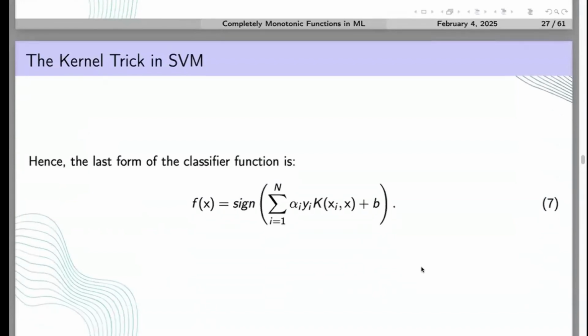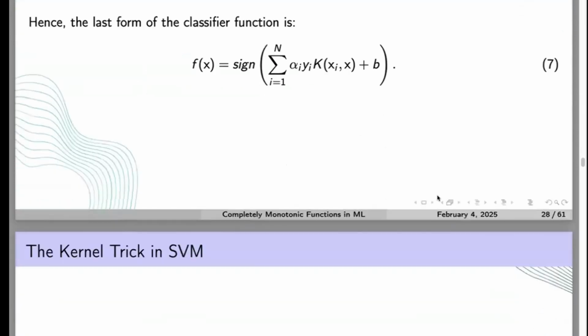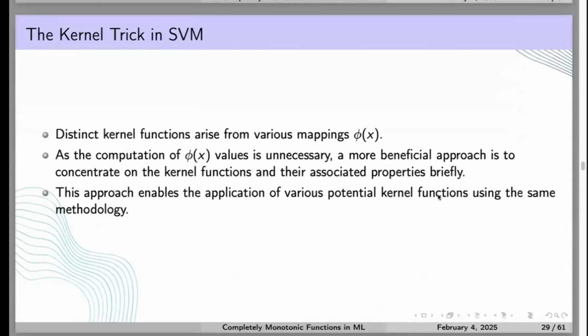So the last form of the classifier function is classically used like formula 7. This is the sign function, and it gives plus 1 or minus 1. And we say that this belongs to this class or this class. But this is not the only classifier function. Some Bayesian functions can also be used, which give a probability of belonging to a class, or other classifier functions. Distinct kernel functions arise from various mappings.